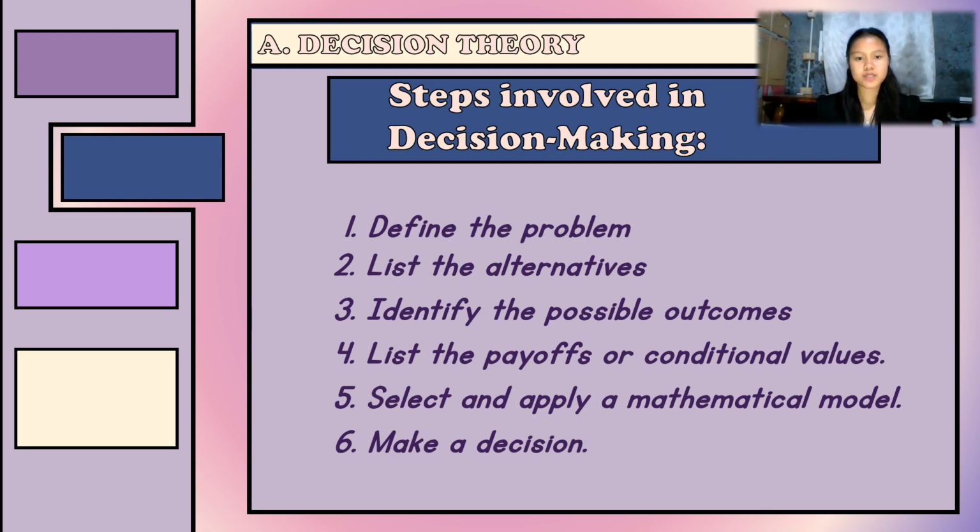The fourth step is to list the payoffs or conditional values. Sa example natin, if the farmer plants wheat and the weather is good, the profit is 10,000 pesos. Kapag yung weather naman is bad, the profit is 2,000 pesos. However, if the farmer plants corn and the weather is good, the profit is 8,000 pesos. Kapag yung weather naman is bad, the profit is 5,000 pesos. Additionally, the weather forecast predicts a 70% chance of good weather and a 30% chance of bad weather.